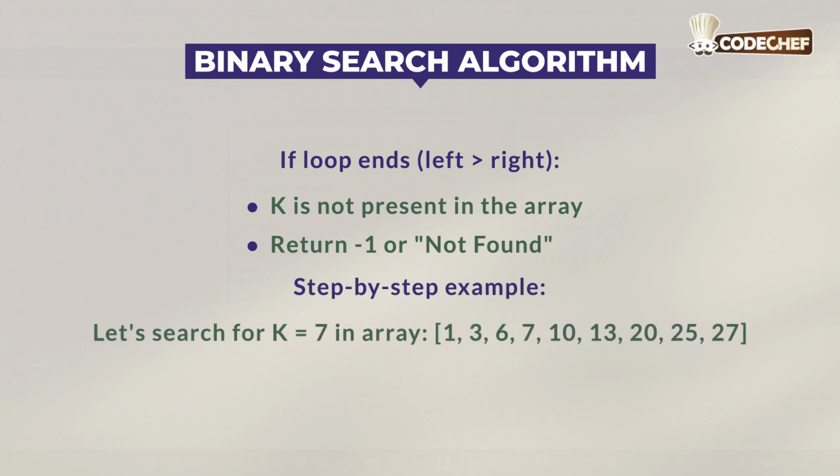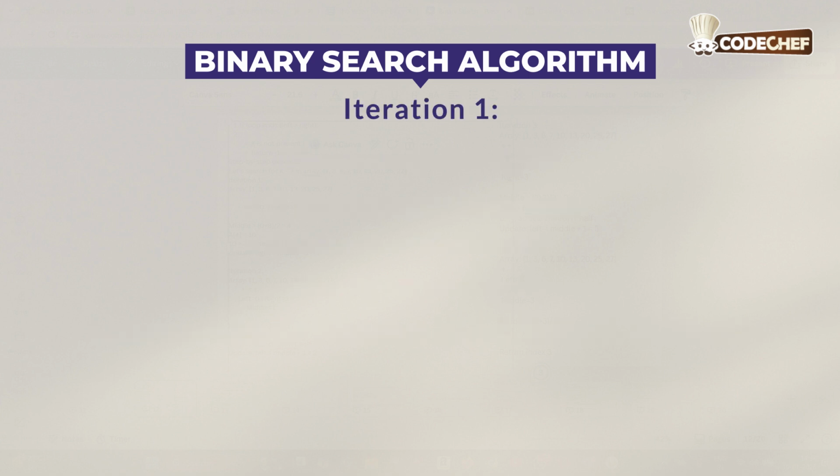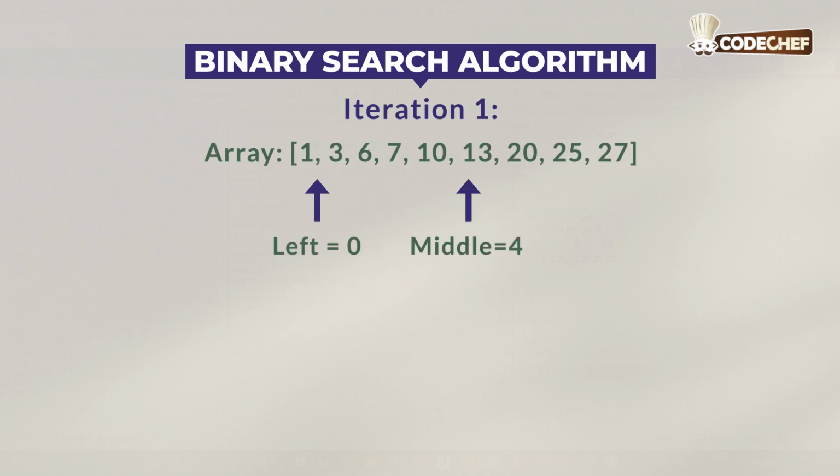Let's search for K is equal to 7 in the array, which is shown here. In iteration 1, this is our leftmost element, this is our middle element, and this is our rightmost element. Now, middle is equal to 0 plus 8 divided by 2. That's how we found the middle, okay? This is 0 and this is our 8th element. So we add 0 plus 8 and we divide it by 2 to get 4, which is our middle element.